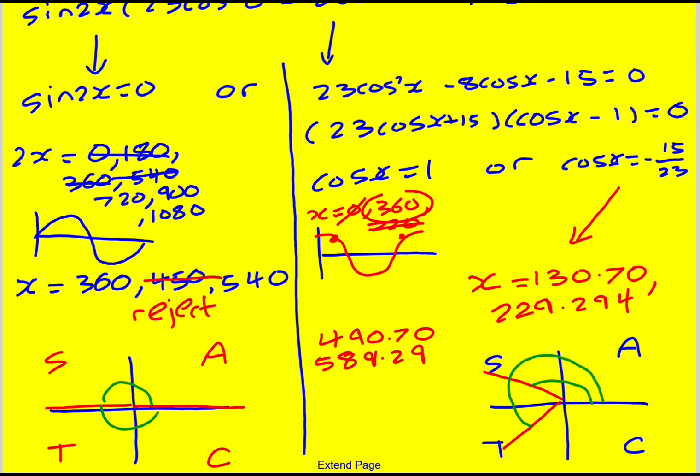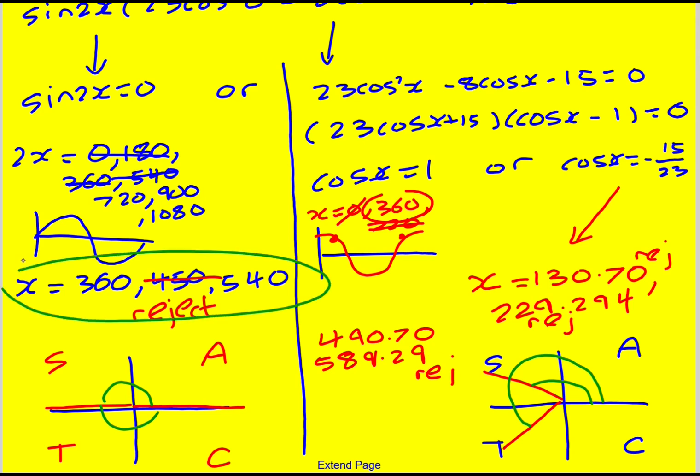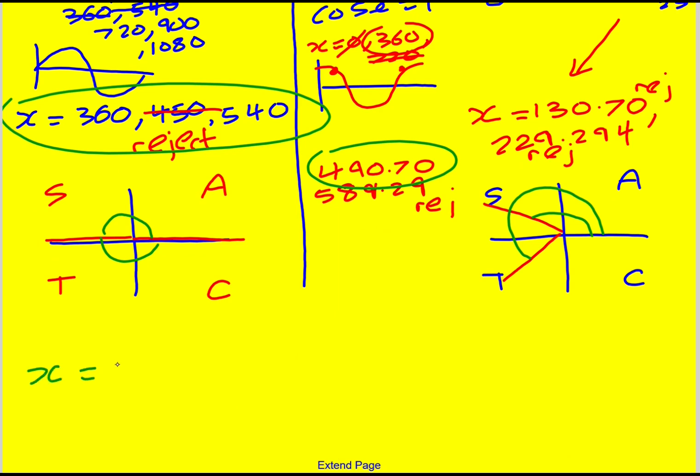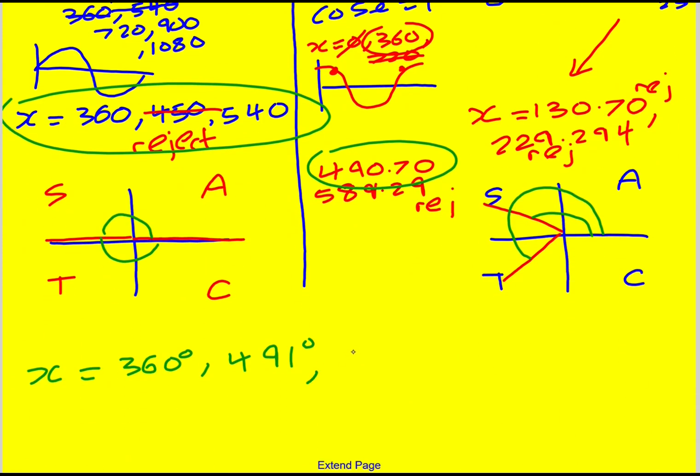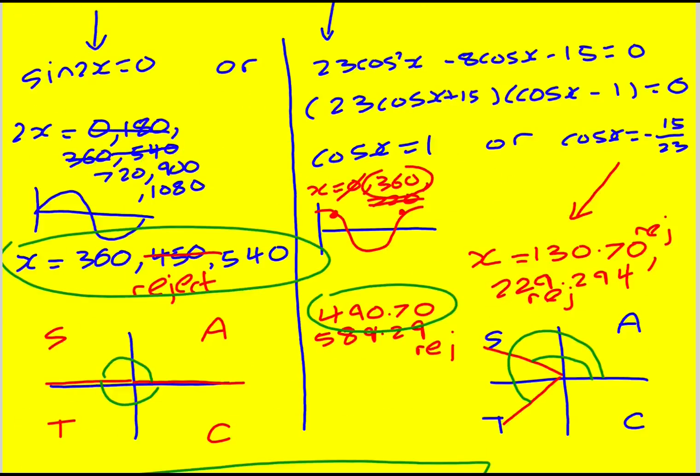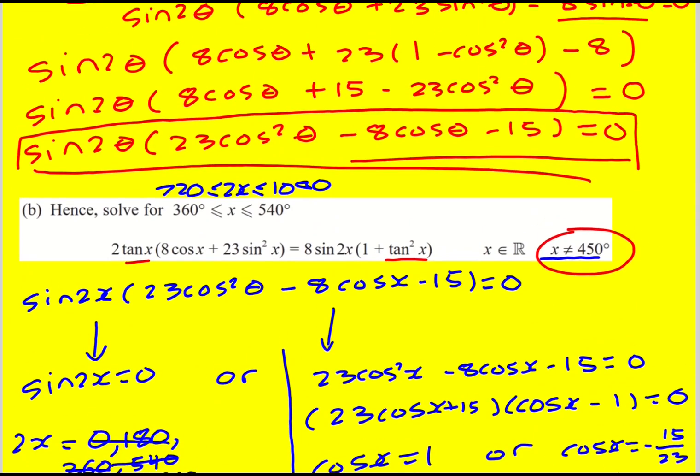So remember, it's 360 to 540, so I'm going to reject these two and this one, which means our answers are going to be these two and this one. I'm just going to write them finally together. x equals 360 degrees, 491 degrees. I think we're asked for three significant figures. Well, we weren't, but that's typically what you do. As long as your answer rounds to it, that's the main thing. And then 540 degrees.